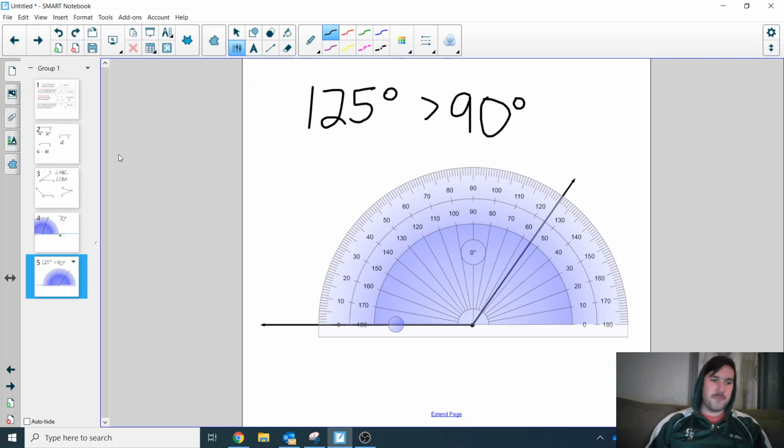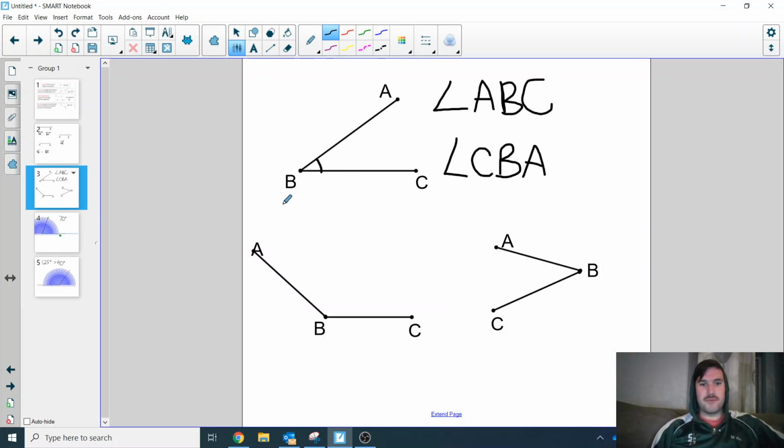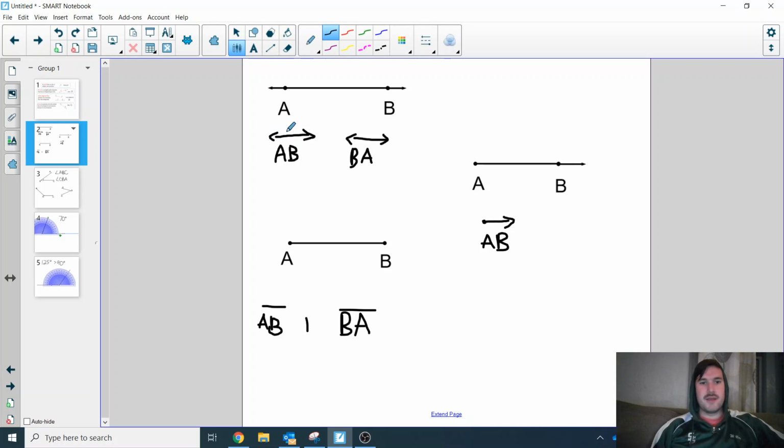So angles are measured in degrees, and to name any angle, you need 3 points on those two lines or line segments where they intersect. And in order to name a line, you only need 2 points. An arrow on both sides means it's a line. A dot on one side and an arrow on the other means a ray, and then just a line on top, maybe with dots on the ends, is a line segment.